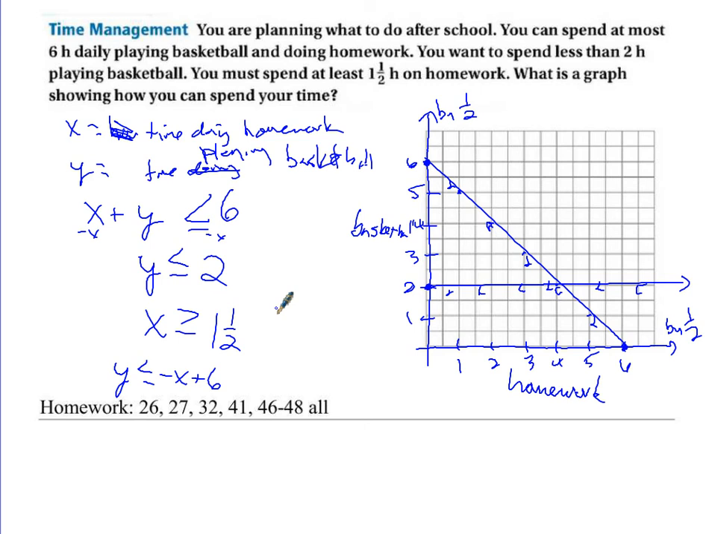So, how do I graph x is greater than or equal to 1.5? X-axis 1.5 is right there, and that's a vertical line, and that one's solid, just like the others in this case.